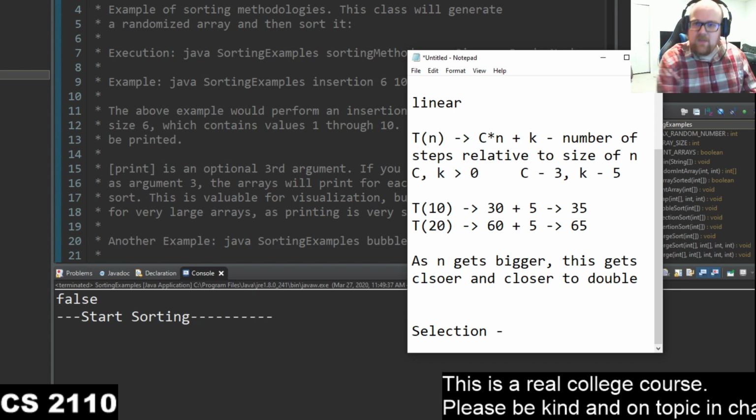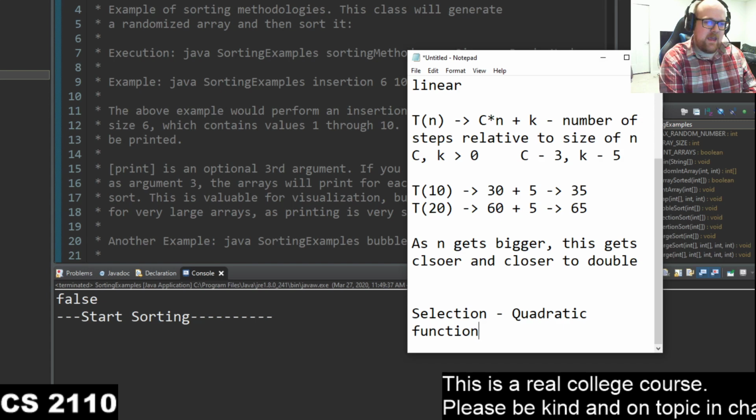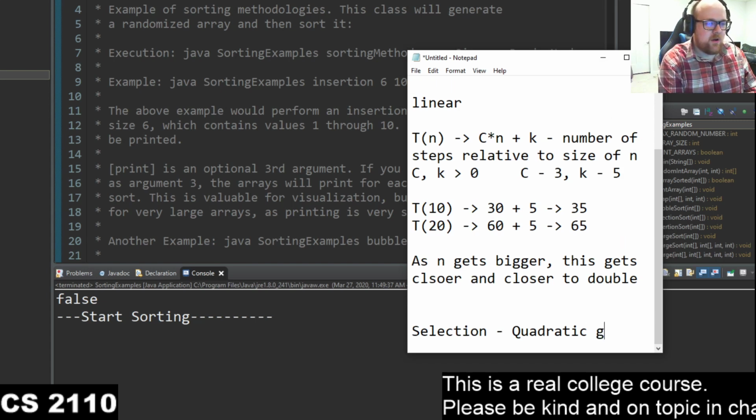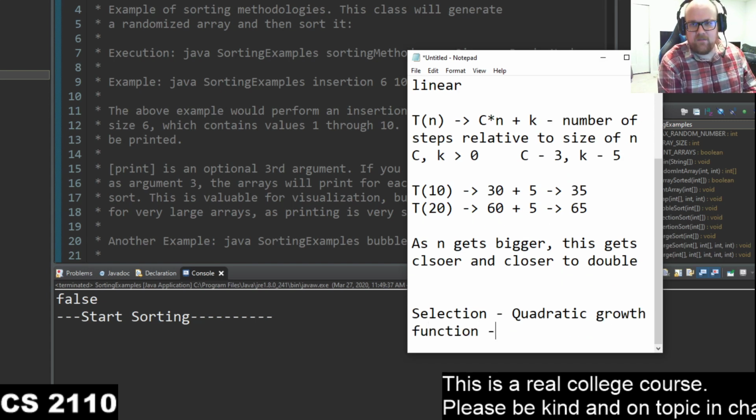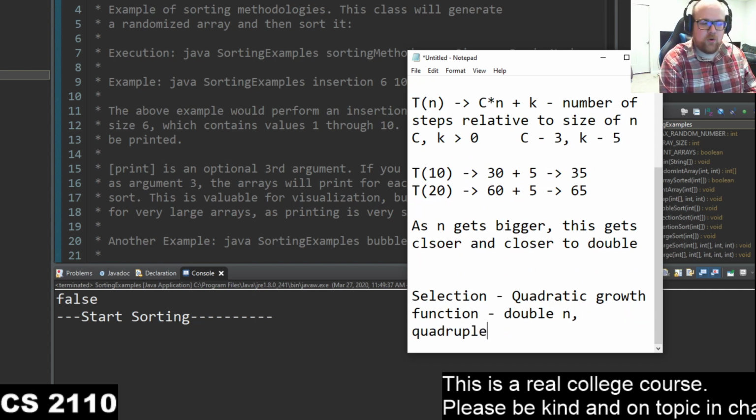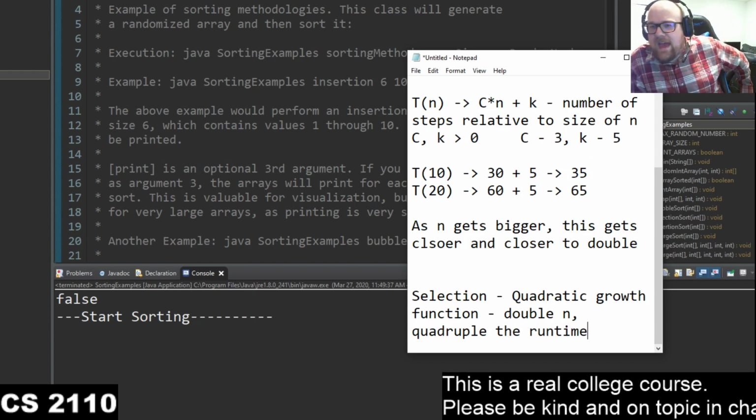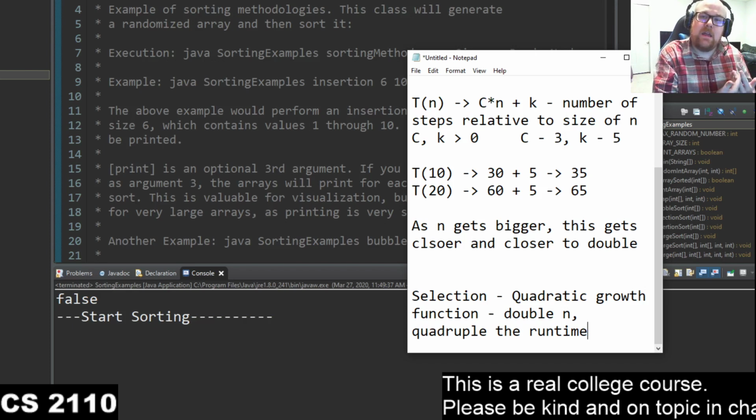And this is a quadratic function, which is to say, it's a quadratic growth function. This means that double n quadruples the runtime. And again, I don't mean exactly clock cycles. We're being very fast and loose with what a step is, because we don't really care exactly how many clock cycles something takes. We just want to know how much it grows. So this is going to be selection sort.